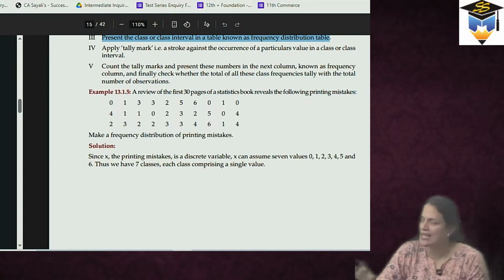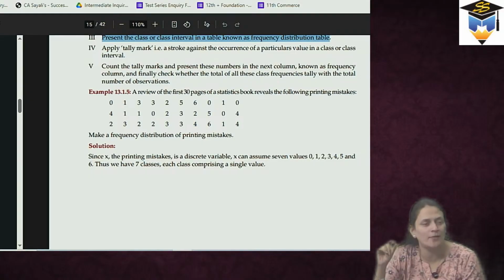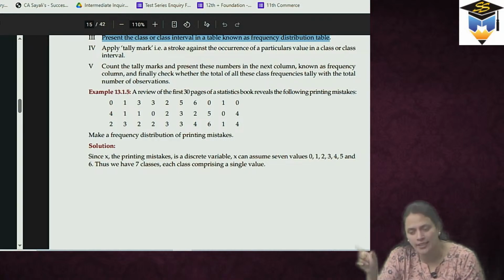So यहाँ पे उन्होंने एग्जाम्पल दिया है. इफ यू सी द एग्जाम्पल, यू हैव टू मेक अ फ्रीक्वेंसी डिस्ट्रीब्यूशन ऑफ द प्रिंटिंग मिस्टेक्स. सो हमने एक वेरिएबल डिफाइन किया x. इट इज नथिंग बट x is the printing mistakes. It is a discrete variable.